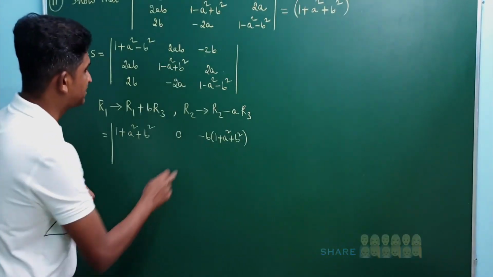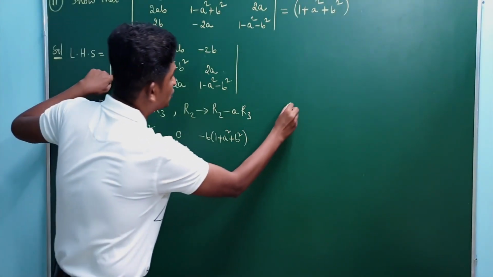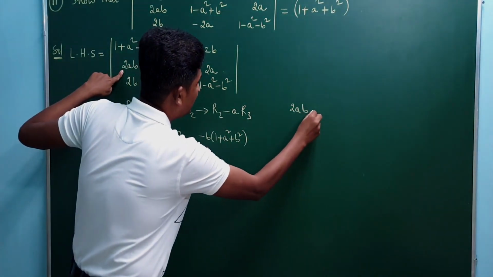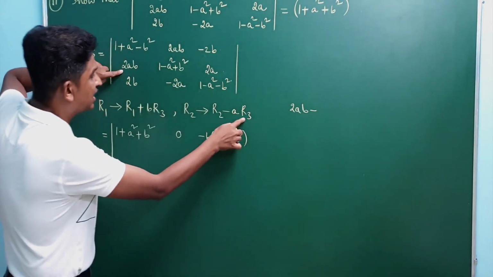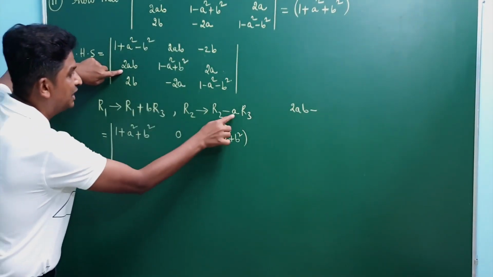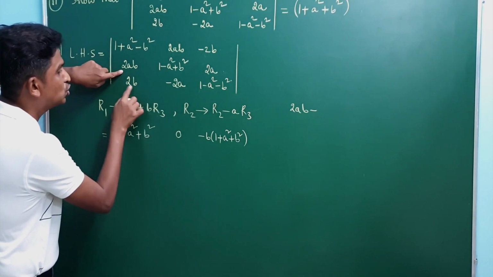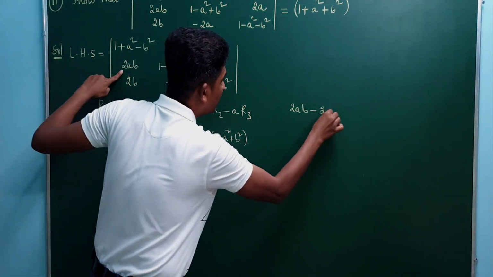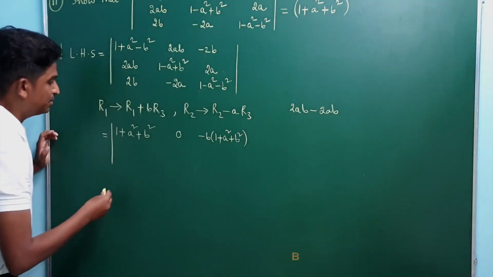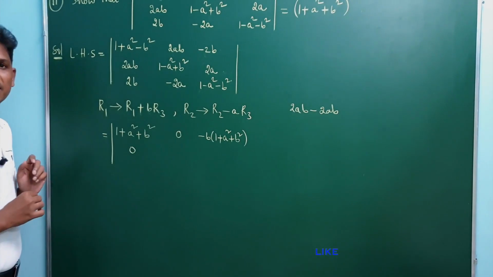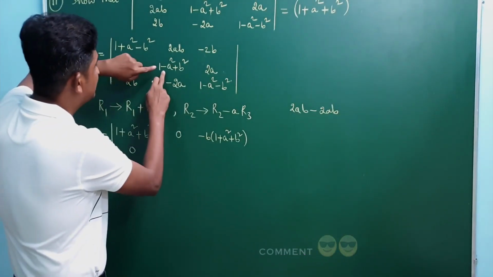Let's see what happens. R2 is what? 2ab. 2ab minus a into R3. That means this element you multiply with a. a into 2b is 2ab. So 2ab minus 2ab is 0. So you will get 0 here.